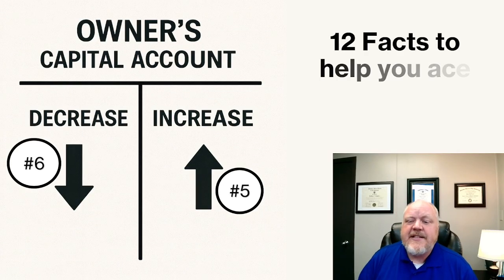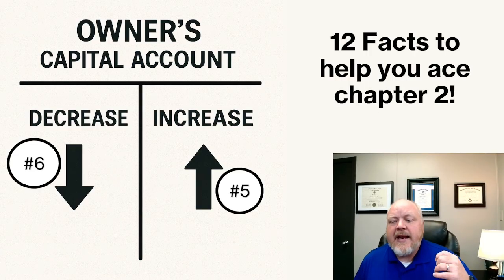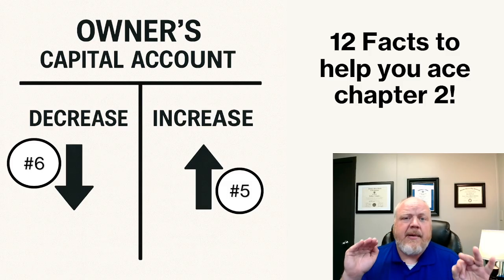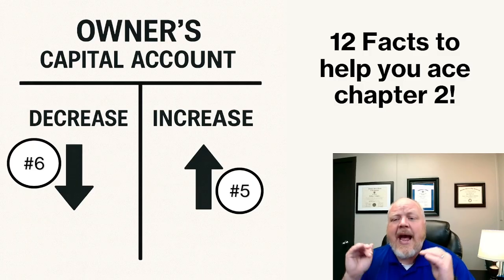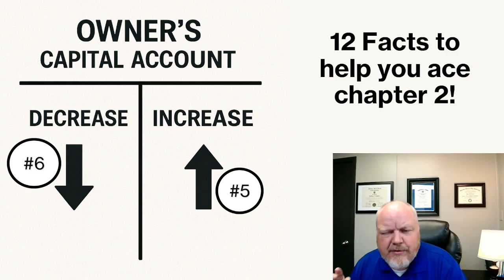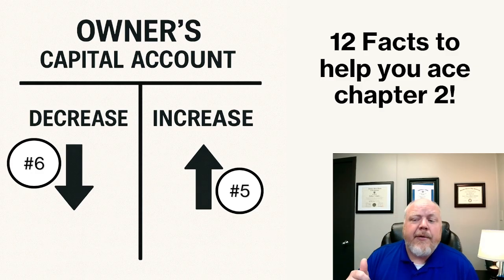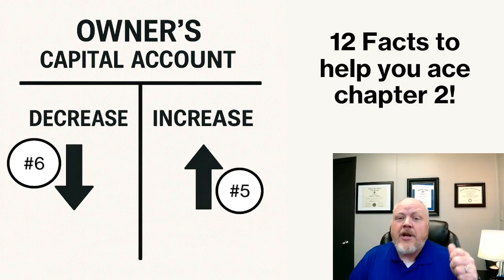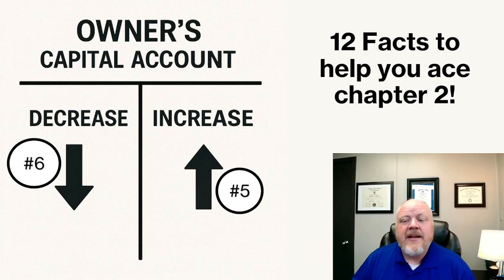Facts 5 and 6, owner's capital account. It increases with a credit and it decreases with a debit. In Accounting 1, you can totally forget about fact 6. You are not going to have to decrease the capital account except for extremely rare situations, but it increases with a credit. That means when the owner puts money into the business, it increases cash, a debit to cash, and a credit to the owner's capital account, so it increases with a credit.